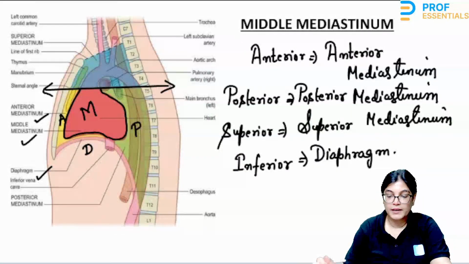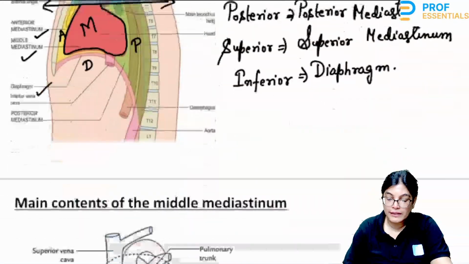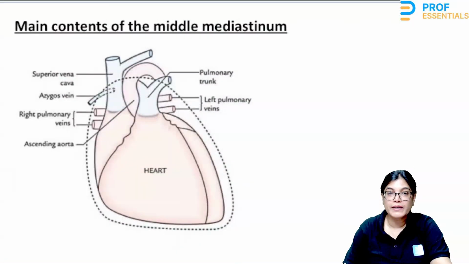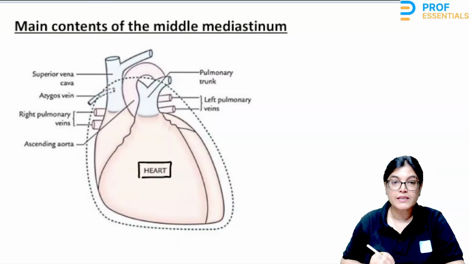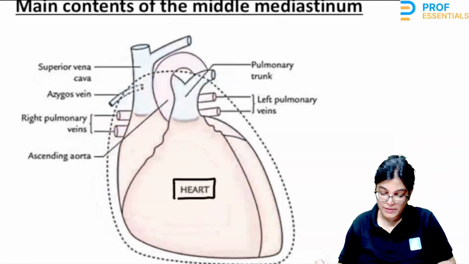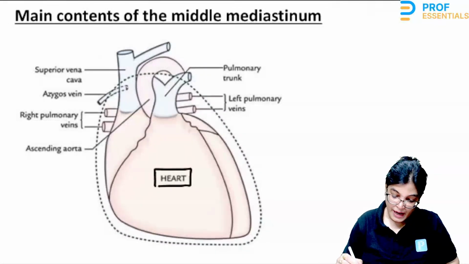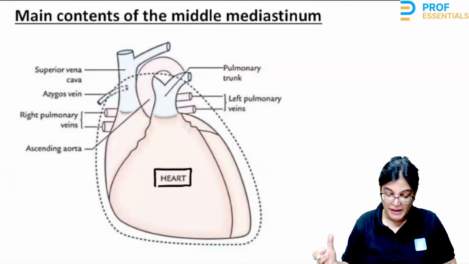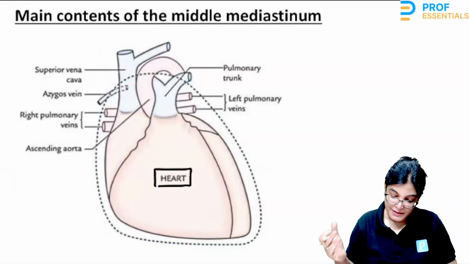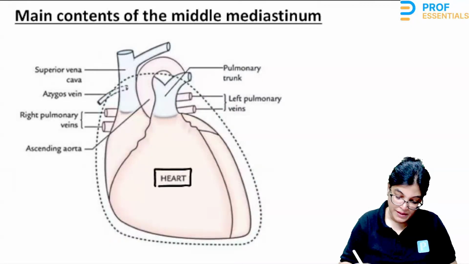Okay, got it? Now, the main content of the middle mediastinum. We have the following important contents in the middle mediastinum. We will have the heart as an important content. Then we will have its great vessels. So basically, the heart is covered by the pericardium. You can see the dotted line, that is the pericardium.